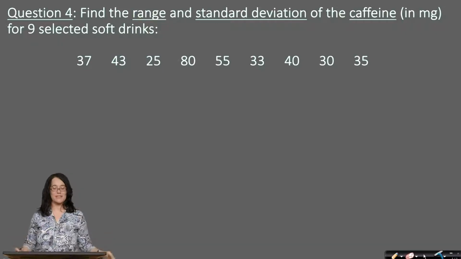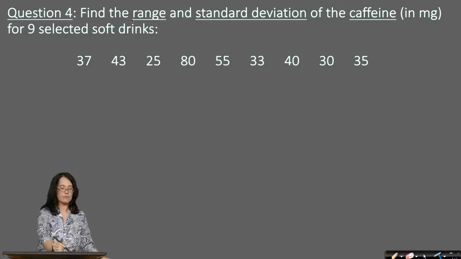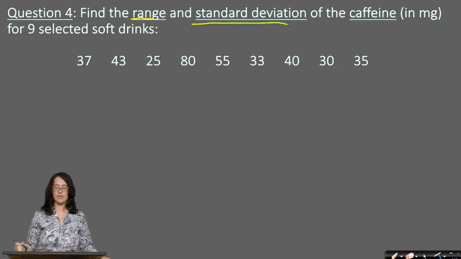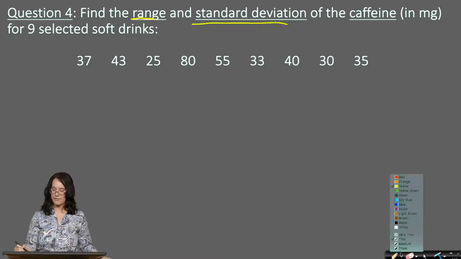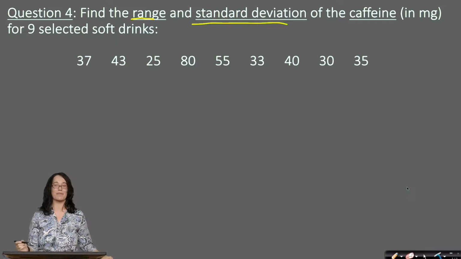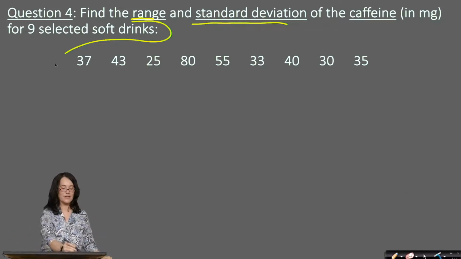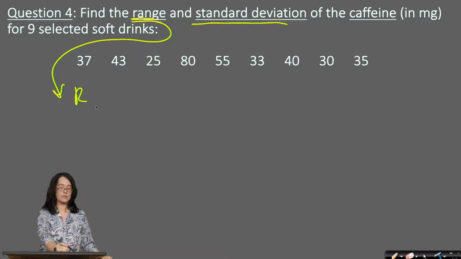Speaking of measures, these are the measures of dispersion that we talked about in this unit. We're asked to find the range and the standard deviation for the caffeine measured in milligrams of these 9 selected soft drinks. So to find the range of your data set, we kind of reviewed that in our last example. What did we do for range? That's right, we just took the extremes and we subtracted them. So the range is just your high minus your low.